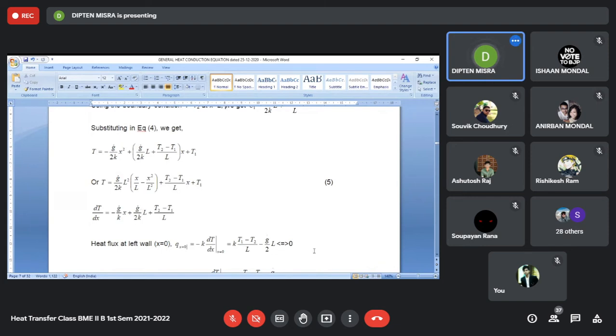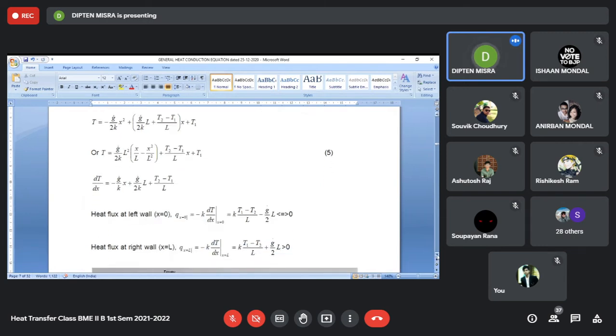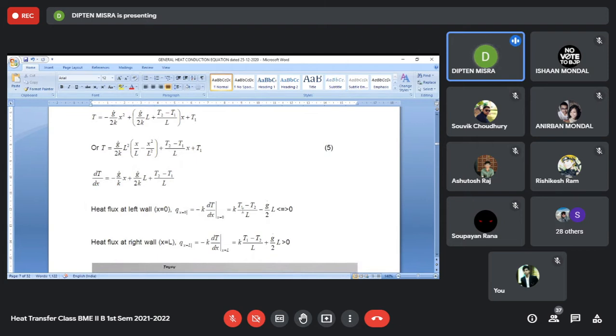Now, what can we say about the sign of this quantity on the left hand side, because it is something minus something? This k is a positive quantity, L, the thickness, is a positive quantity, and we have assumed that T1 is greater than T2. We have imposed the temperature in such a way that the left hand side wall is hotter than the right hand side wall. So T1 minus T2 is positive because T1 is greater than T2.